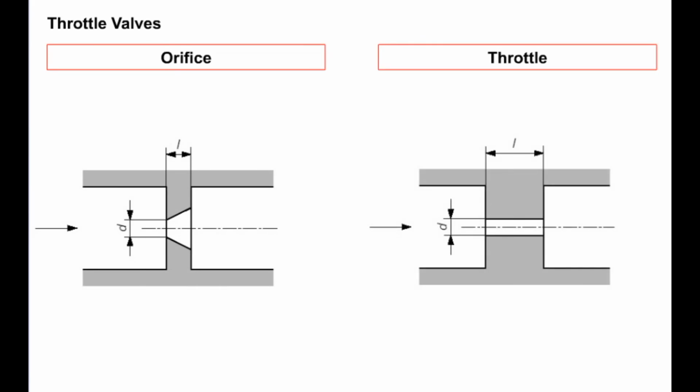We must differentiate between two construction principles, the orifice and the throttle. From the point of view of construction, it can be noted that the throttling length of an orifice is very short in comparison to that of a throttle. This means that the viscosity of the hydraulic fluid has less of an influence on the flow rate across an orifice than it does in the flow rate across a throttle.